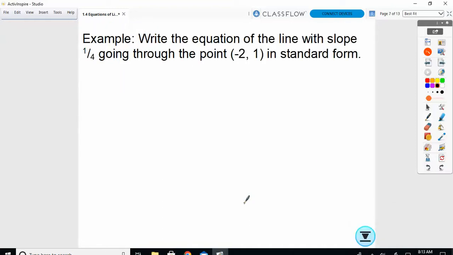So I'm going to give you a point and a slope, but I'm going to say I want this in standard form. So we start out writing it like normal. Y equals mx plus b. We already have the m. So the y value is 1 equals 1/4 times negative 2 plus b.